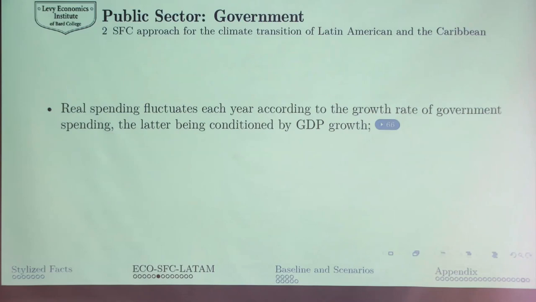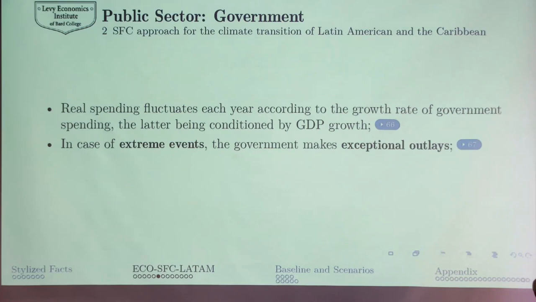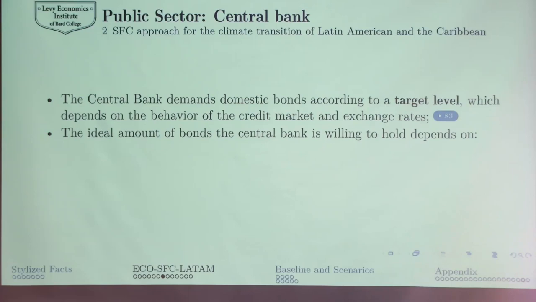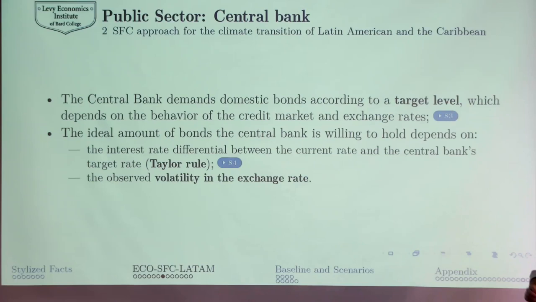So government expenditure follows a fraction of GDP, so there is a fixed expenditure rule. And a fraction of debt is issued in foreign currency. And how does the central bank behave in setting interest rates? The central bank will demand domestic bonds according to a target level, which will depend on the behavior of the credit market and the exchange rate. Those ideal amounts of bonds the central bank will be willing to hold will depend on a standard version of the Taylor rule and the observed volatility in the exchange rate.